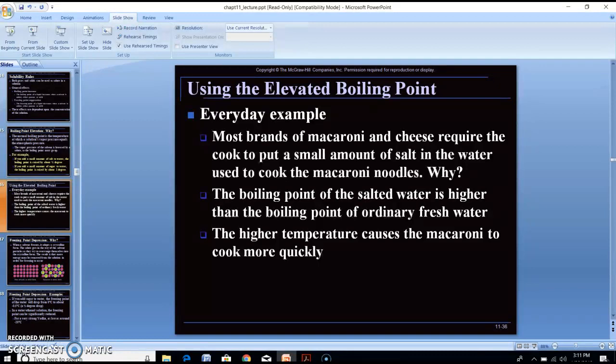Using the elevated boiling point, one everyday example: most brands of macaroni and cheese require the cook to put a small amount of salt in the water used to cook the macaroni noodles. Do you know why? The boiling point of the salted water is higher than the boiling point of ordinary fresh water. The higher temperature causes the macaroni to cook more quickly. So that's why they add a little bit of salt in the water. That way it will take a little bit longer to boil and the water will be a little bit hotter, and thus the macaroni and cheese will be cooked a little bit faster.